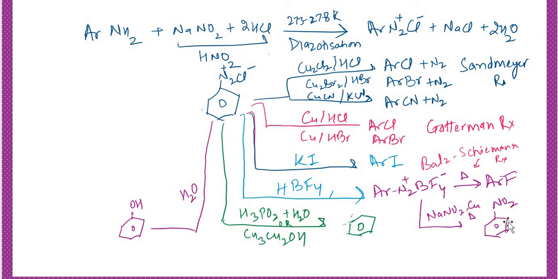So you can see how quickly we are converting without using much of the salts or compounds. And if I want to convert to the benzene ring, I can add H3PO2 plus water, or I can add ethanol, I'll get the benzene ring. And if I want to convert to alcohol, I just put water and I'll get a phenol.